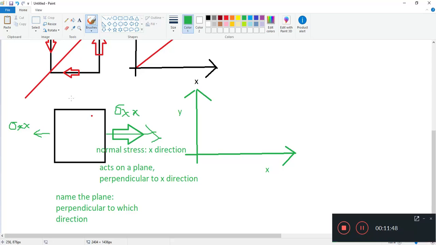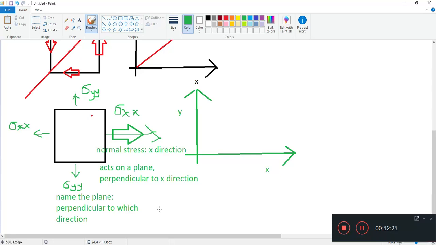And then how do we name this stress? This is acting in the y direction and is acting on a plane perpendicular to the y direction. So we call this sigma yy. Same for here. Remember, pointing away from the box means positive for normal stresses. So this is also sigma yy. Okay?